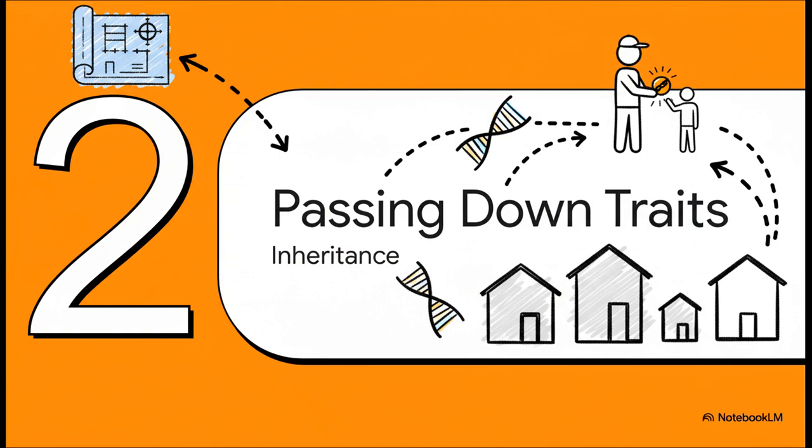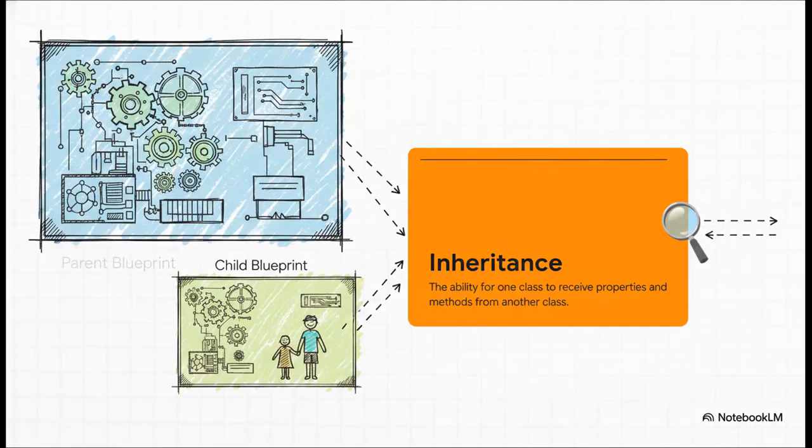Well, that brings us to our next big idea, which is a lot like passing down traits in a family. So the official term is inheritance. But really, it's all about being efficient. It's about not having to start from scratch every single time. You can just have a new blueprint automatically get all the features from an old one. Kind of like how a kid gets traits from their parents.